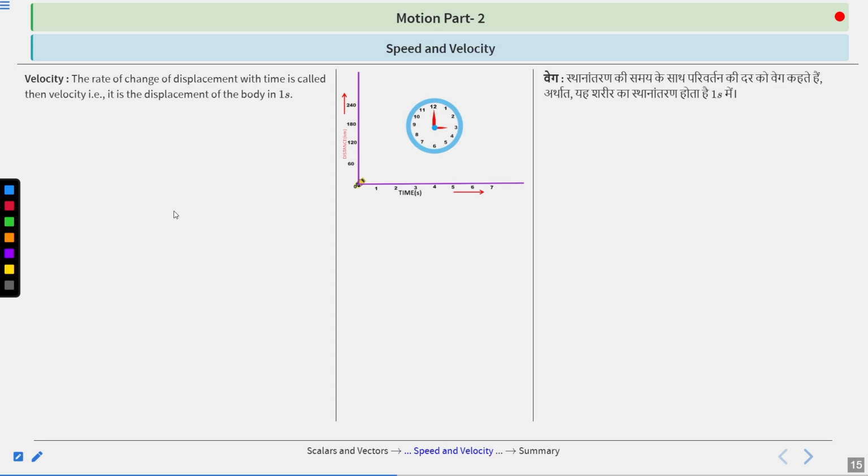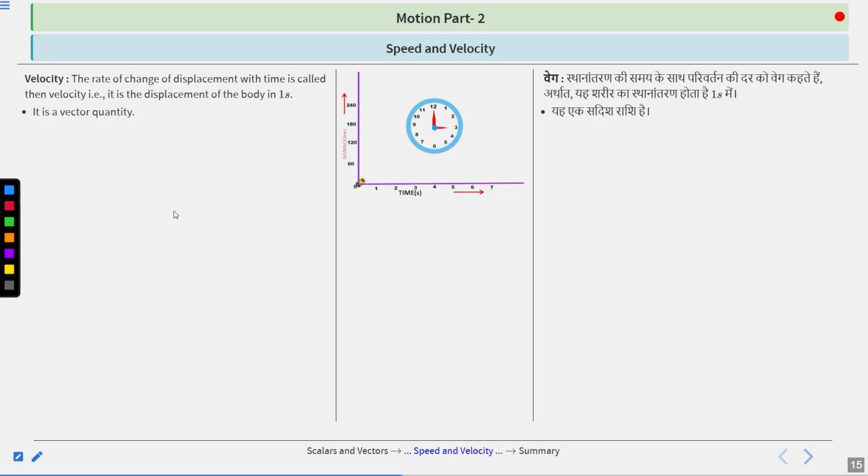Now, velocity. What is velocity? We have taken into consideration speed; now it's the part for velocity. The rate of change of displacement with time is called velocity. Therefore, it is the displacement of the body in 1 second. So now we are not taking the consideration of distance; we are taking the consideration of displacement in 1 second.